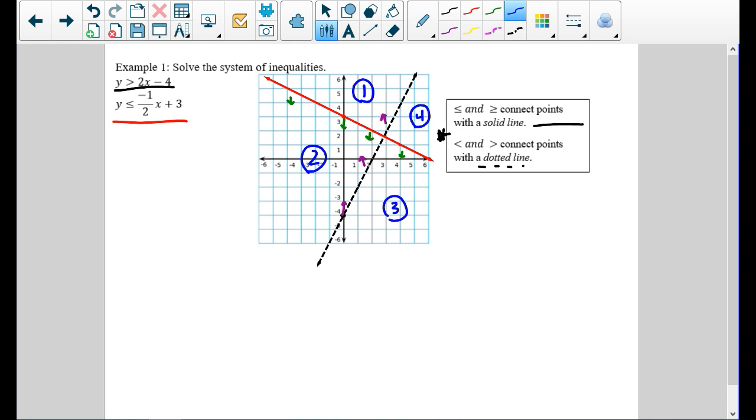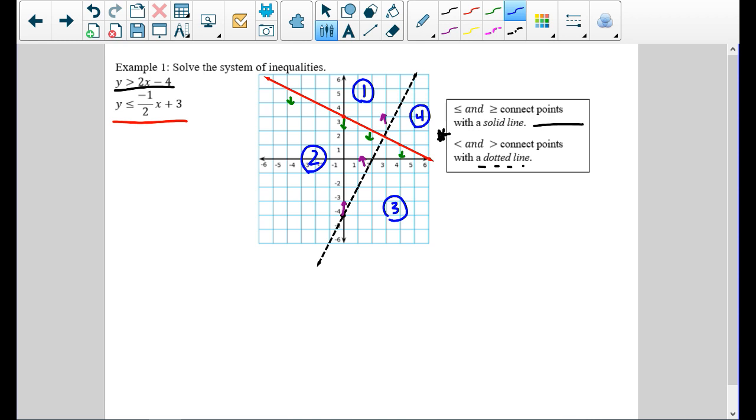Now, where do they overlap? So you can see here, purple arrows going up, green arrows coming down. Over here in this second area, where the number 2 is, that's where those overlap, okay?